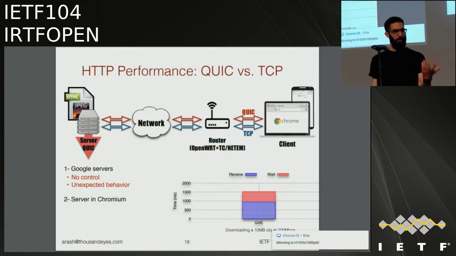And so here I have one example to give you an idea of what I mean by that. We uploaded a 10 megabyte object to Google App Engine, and then we downloaded it using our client. This bar plot shows the time to first byte in red, and the time it takes for the rest of the download in blue. As you can see, there's this huge wait time, like half a second. So basically 1/3 of our download time is wait time.